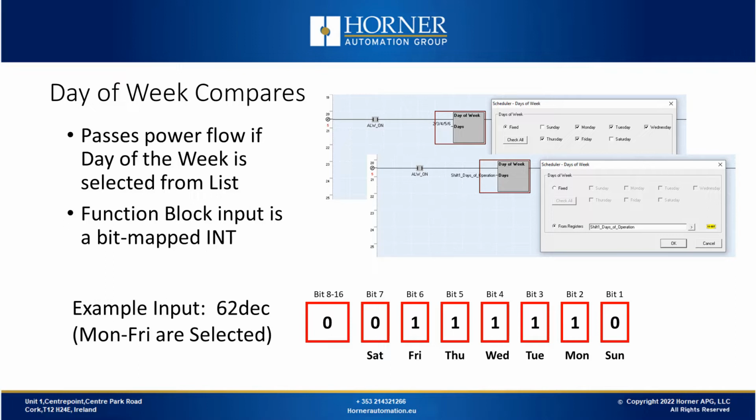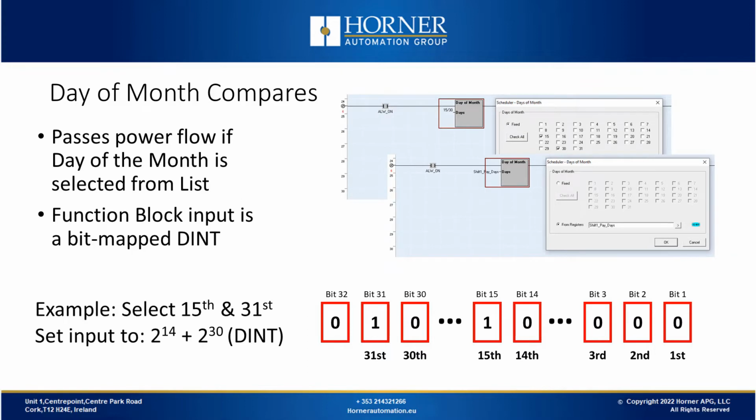You can also assign a variable to the day of week compare instead. For this, the input is a single integer, where each day of the week is bitmapped to a particular bit, with Sunday starting at the least significant bit and then moving up the days of the week all the way through bit 7. Next, let's look at the day of the month compare.